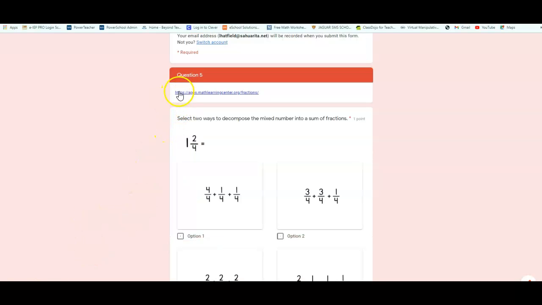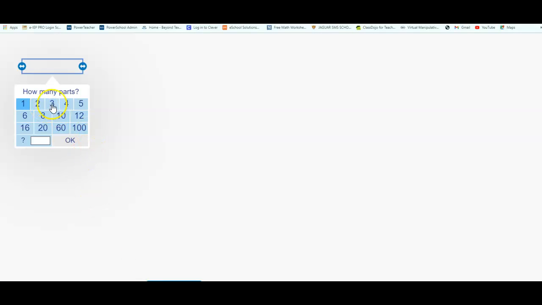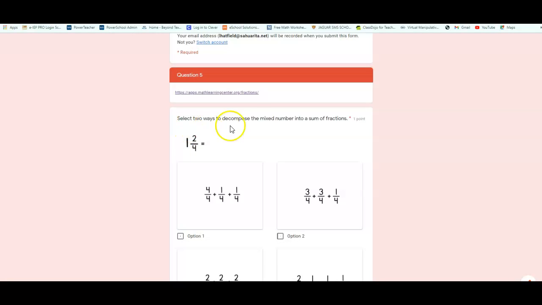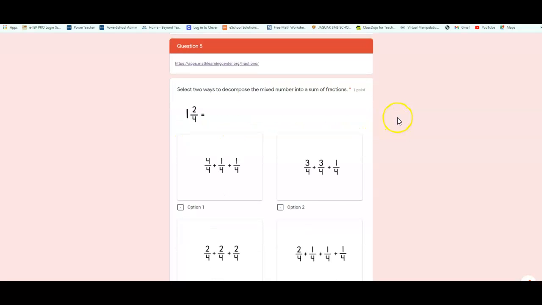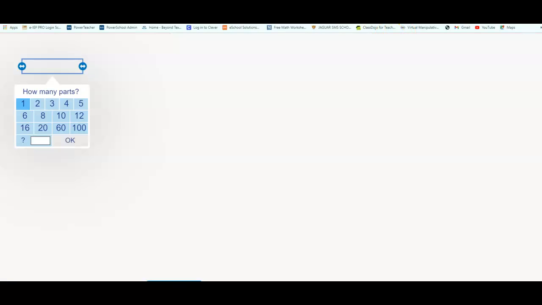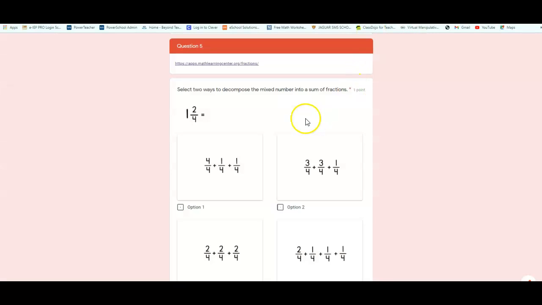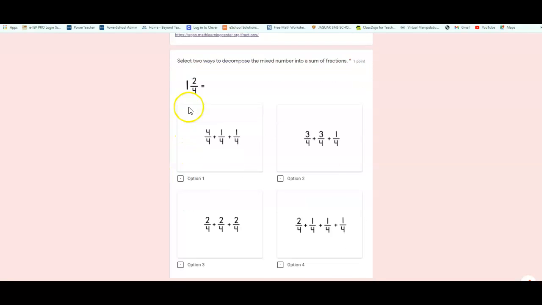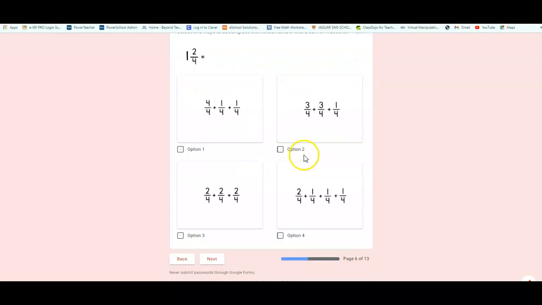Next question, number 5. Notice that I put the Math Apps Learning to help you on this. Remember this one, you can make your fraction pieces to help you with decomposing the mixed number into a sum of fractions. If you need that app, feel free to use it to help you visualize what is happening when you decompose the mixed number 1 2/4 into a sum of fractions.